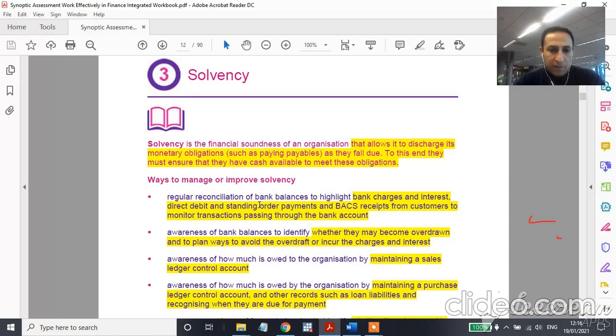The second point is you have to be aware of the bank balance. Always look at your bank balance, how much money is in the bank, and, for example, how much money you expect coming in and going out, to ensure you are in control of your cash and bank account.